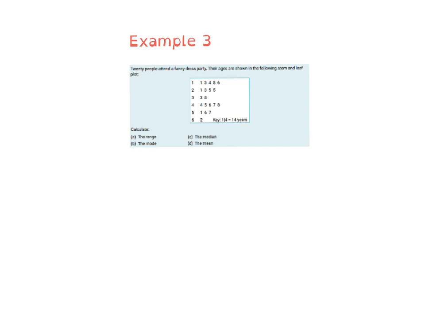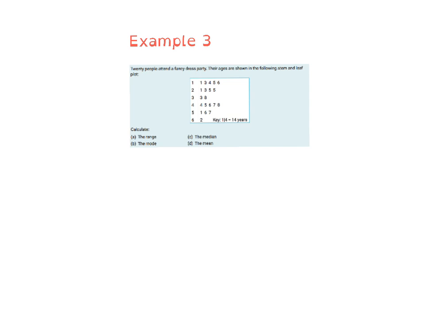Okay, in example 3, again we have a stem and leaf plot and we're asked to find the range, the mode, the median and the mean. If you want to pause the video and have a go on your own because it's similar to the last question, then I'm going to go through the answer. So 20 people attend a fancy dress party and their ages are shown in the following stem and leaf plot.